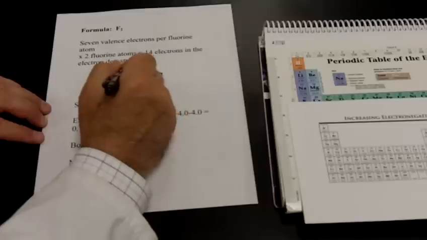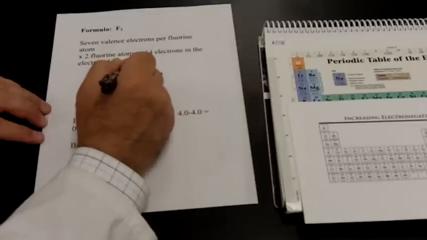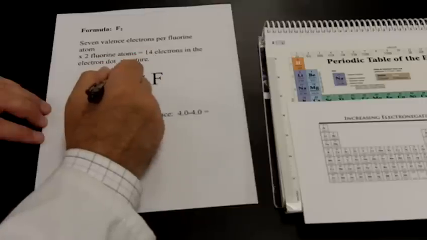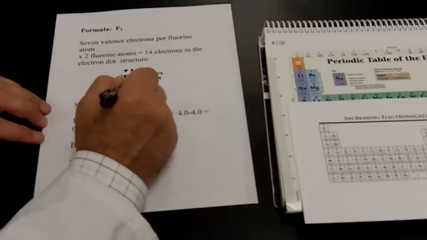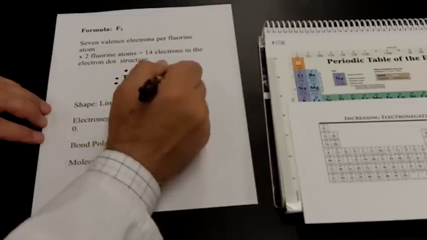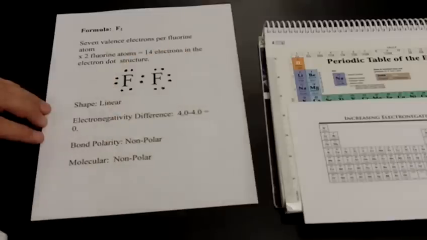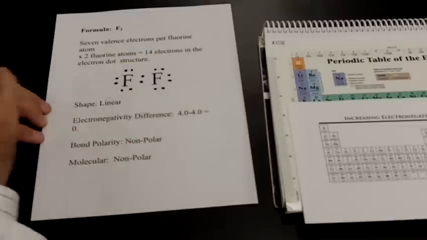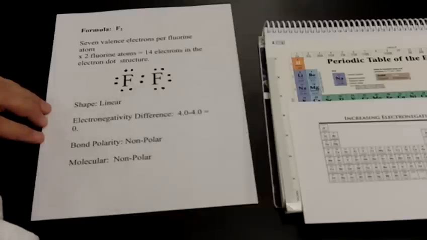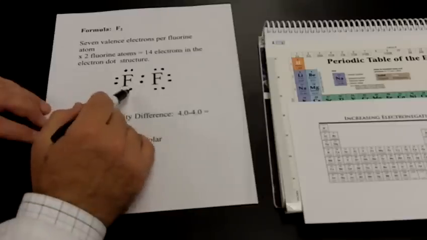So fluorine and fluorine have 2 electrons. I'll put in the next 12 now. 1, 2, 3, 4, 5, 6, 7, 8, 9, 10, 11, 12. Now I'll ask the question, do each of these fluorines feel as though they have the octet of electrons? Feel as though they have 8 electrons around them, because that's the magic number.